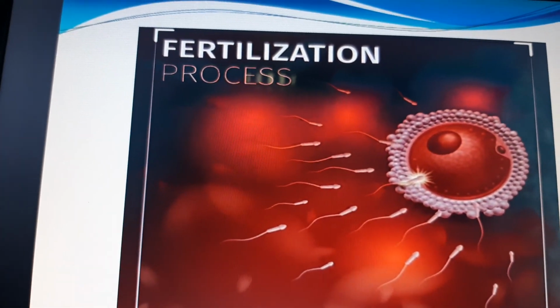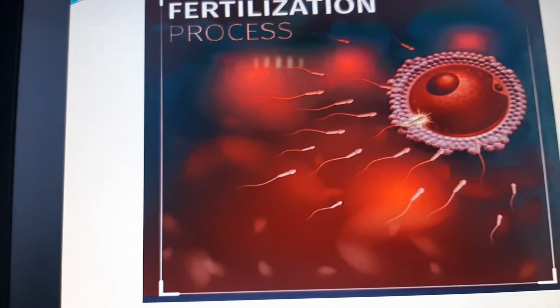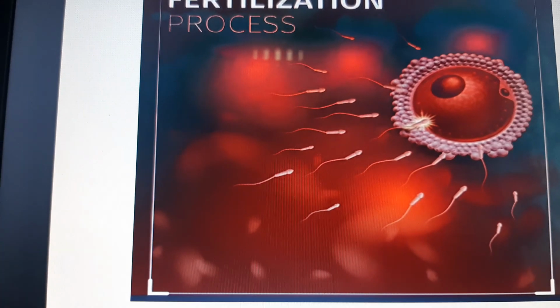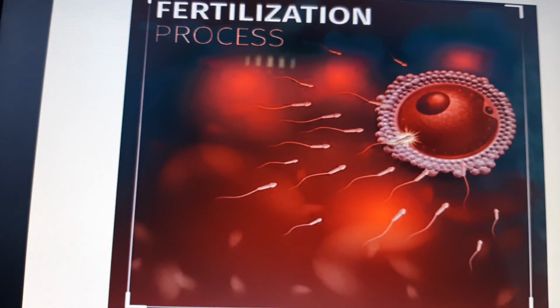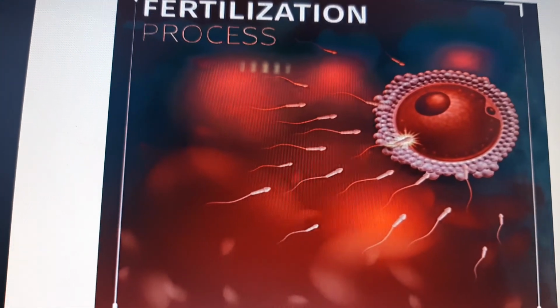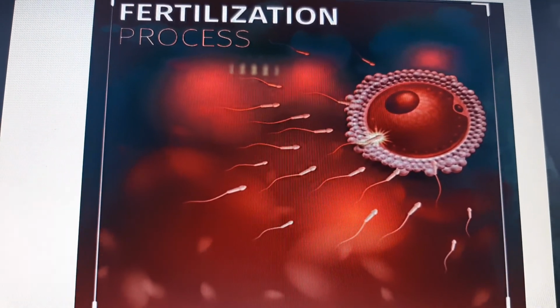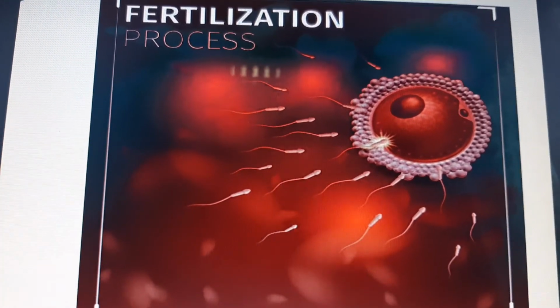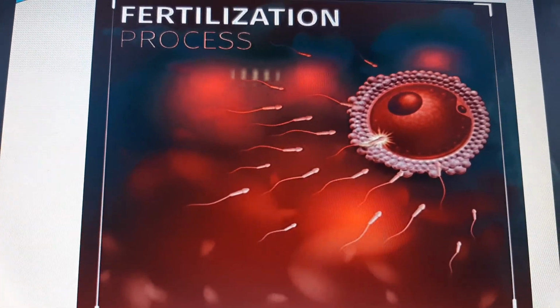So, the process of fertilization. When the sperm is ejaculated, we all know that millions of sperms are ejaculated. The one which travels faster will get the chance of fertilization. You can see in the picture, millions of sperms are there. Here there are not millions, but many sperms are there, and only one has got the chance to fertilize.